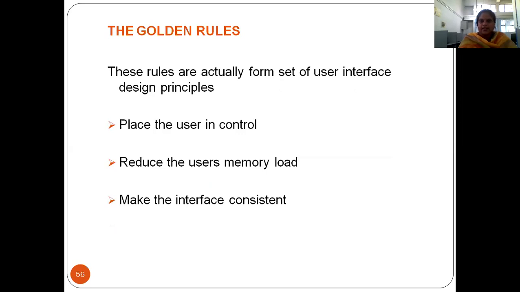So what are the golden rules we are using here? These rules actually form a set of user interface design principles. So first, place the user in control, reduce the user's memory load, make the interface consistent. So by using the user interface, we will have the following golden rules. We'll have the user in control, reduce the memory load, and make the interface consistent.